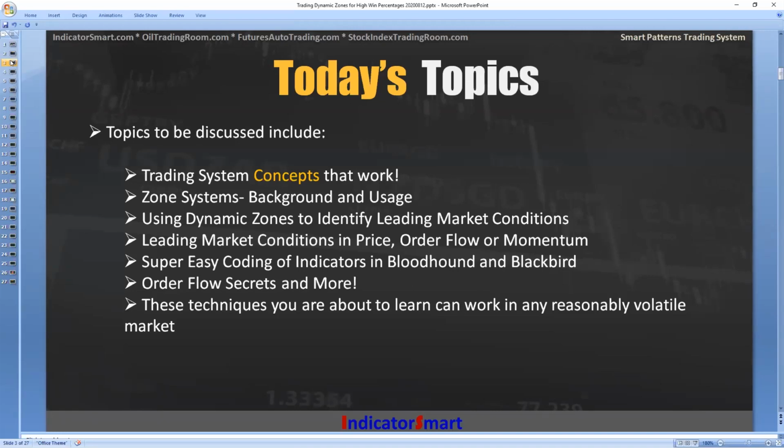We'll be learning a little bit about order flow and breakouts and things like that. And the techniques that we're doing, I'm going to be using different charts for different markets. So we'll focus on various markets that you can use these concepts in.